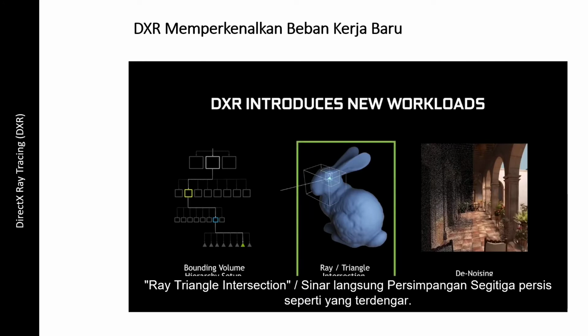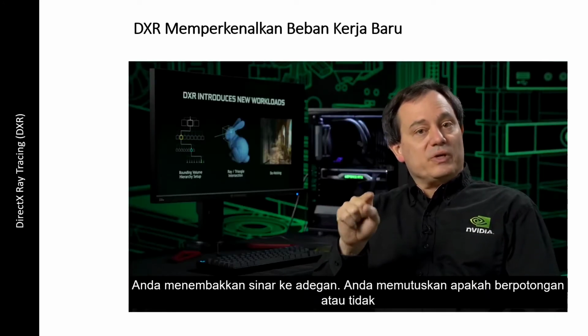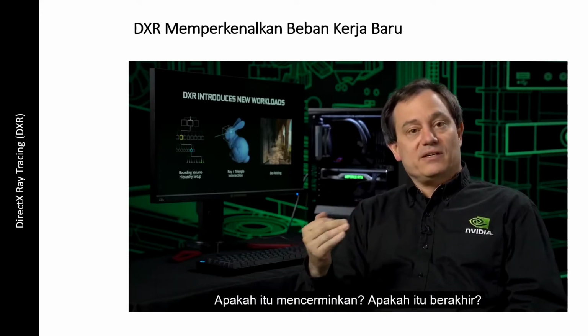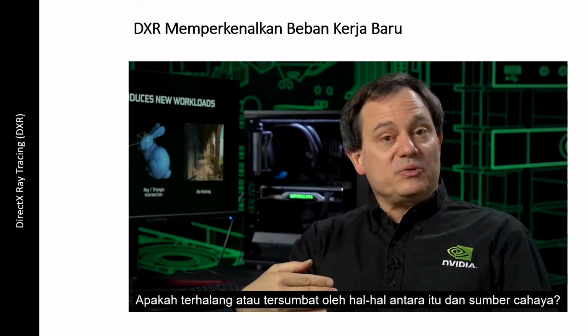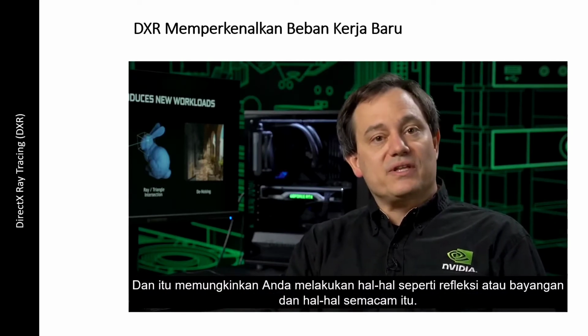Ray triangle intersection is pretty much exactly like it sounds. You shoot a ray into a scene, you decide whether or not it intersects with geometry, triangles, and then what you do with it. Does it reflect? Does it terminate? Is it blocked or occluded by things between it and the light source? And that lets you do things like reflections or shadows and things of that nature.